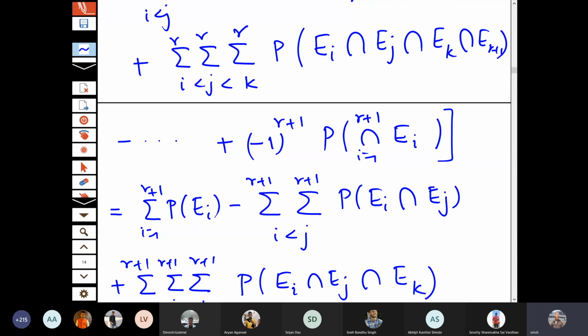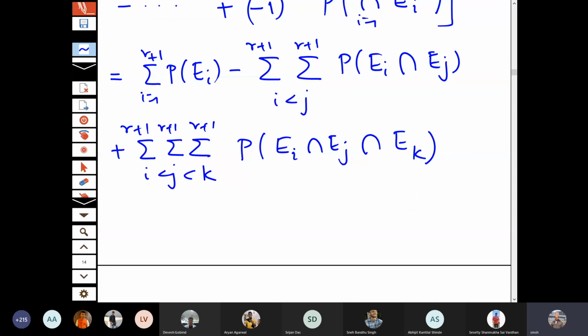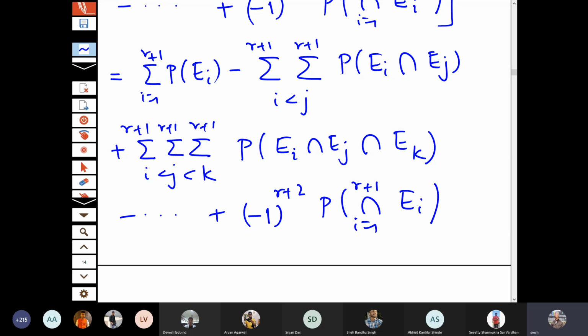Similarly, you look at the last one here, it is minus 1 to the power R plus 1 probability of intersection of all EIs. And there is a minus outside. So if you open that one, then this is becoming minus 1 to the power R plus 2 probability of intersection EI, I equal to 1 to R plus 1. So we have established the addition rule for general N.